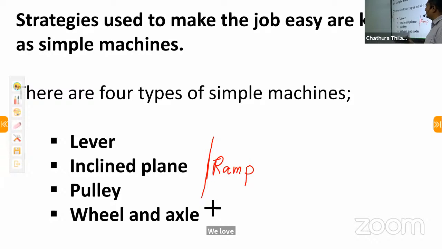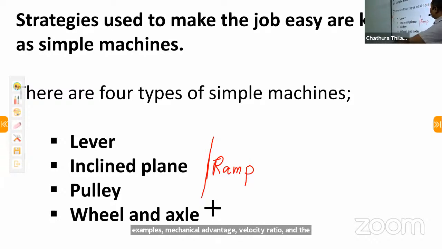You are going to learn the examples, mechanical advantage, velocity ratio, and the efficiency of the 4 types of simple machines. Okay. Before the video, can you write this? What is a simple machine and the 4 types of them?